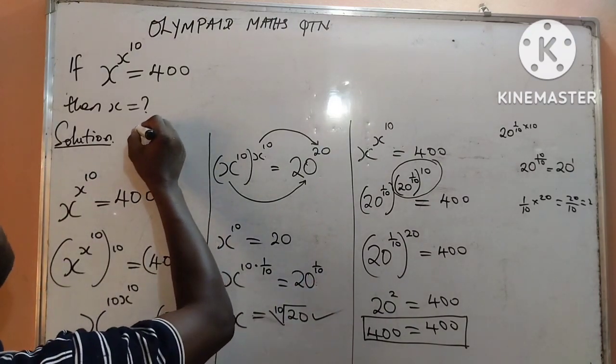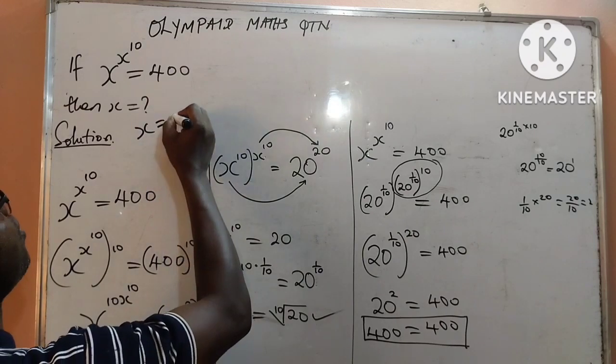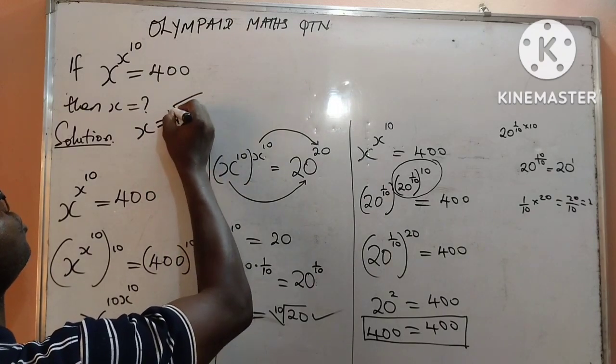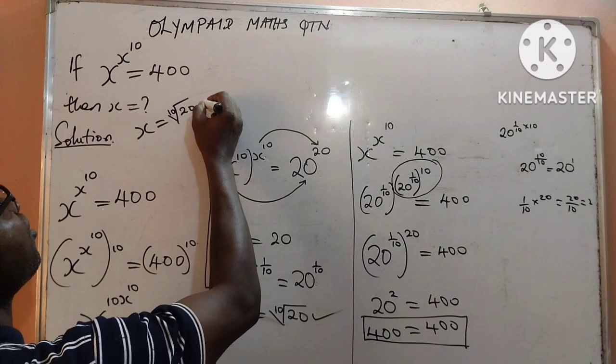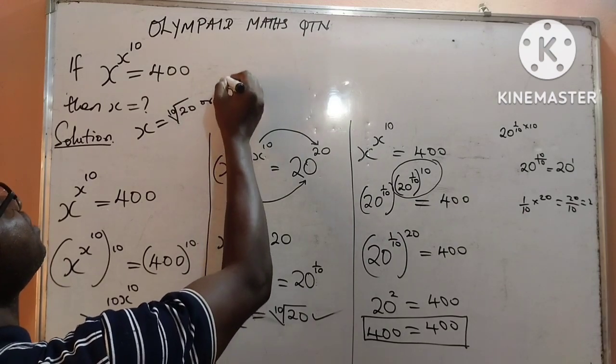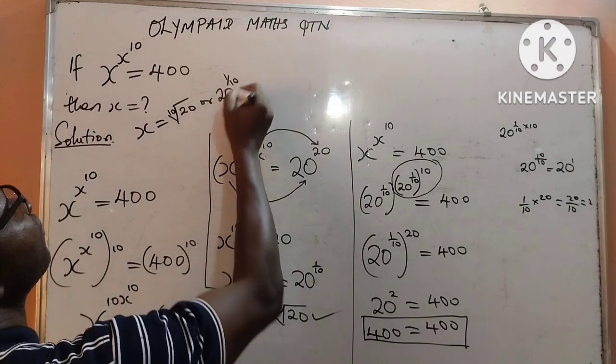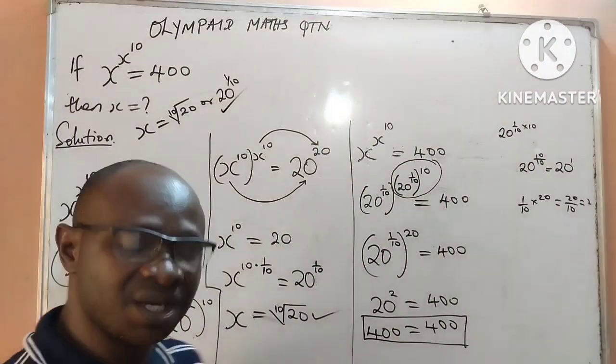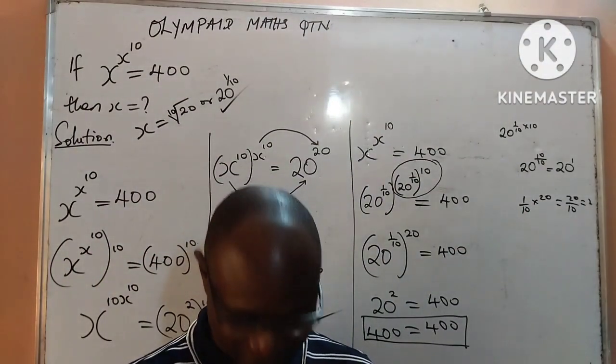Therefore, we now come here and say that x is equal to the 10th root of 20, or 20 raised to power 1 all over 10. Final answer.